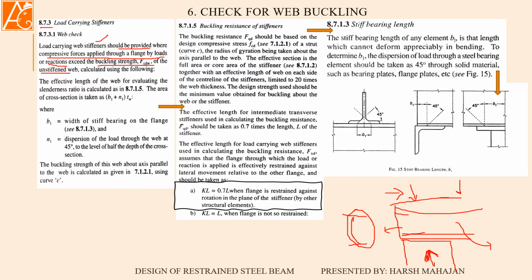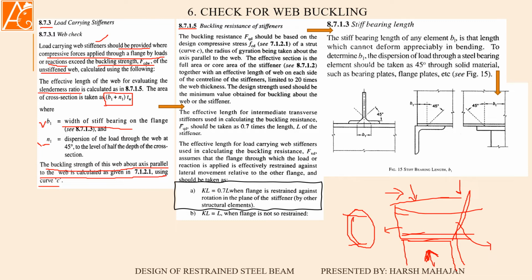The effective length of the web to evaluate the slenderness ratio can be calculated from this clause, and the cross section is to be taken as b1 plus n1 into tw. In the next section we will discuss how to calculate this. Right now I am just reading the code recommendation, then we will see in practice how to do that. So b1 is the width of the stiff bearing, like support bearing, and then n1 is the 45-degree load distribution.